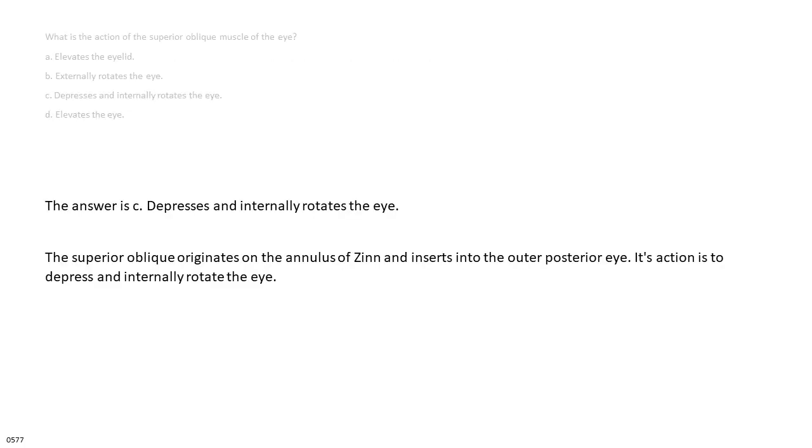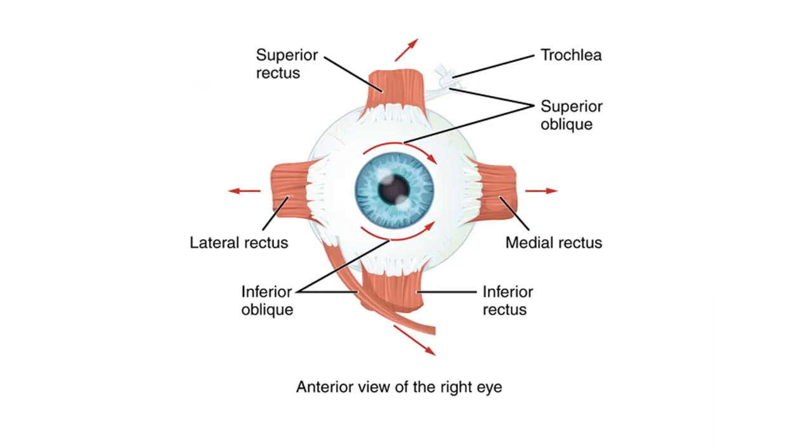The answer is C. Depresses and internally rotates the eye. The superior oblique originates on the annulus of Zinn and inserts into the outer posterior eye. Its action is to depress and internally rotate the eye.